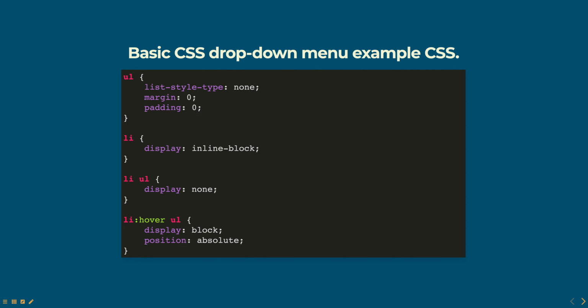The position absolute is used to position the submenu absolutely so that it appears in the correct location when it's displayed. You can also use JavaScript or jQuery to make the drop-down menu responsive.